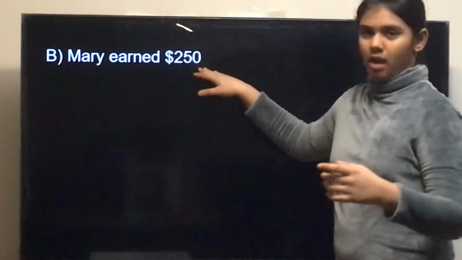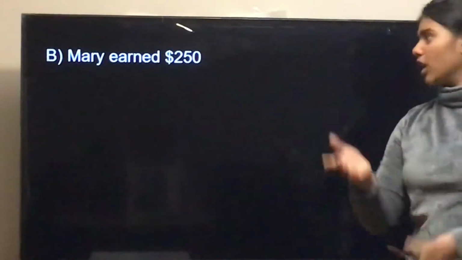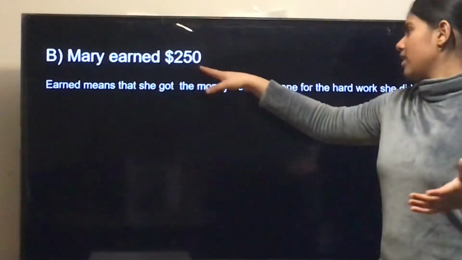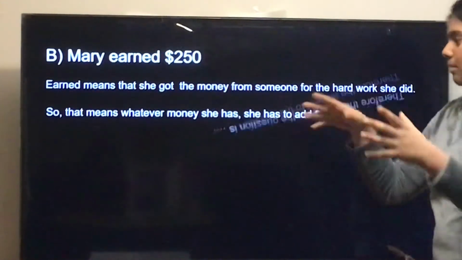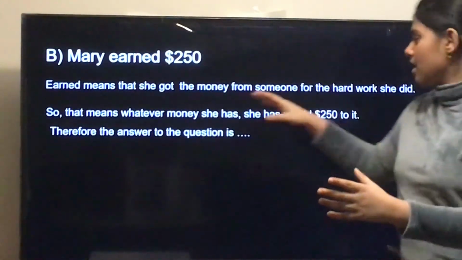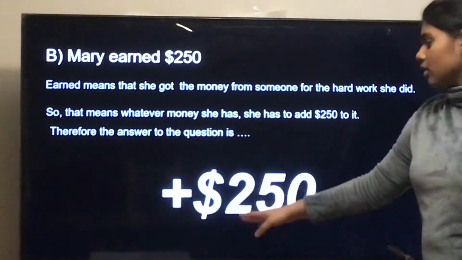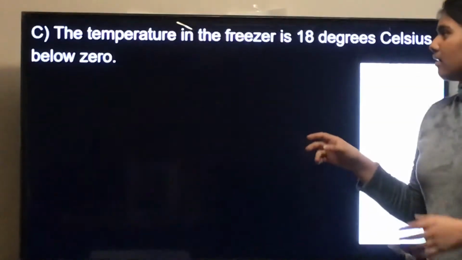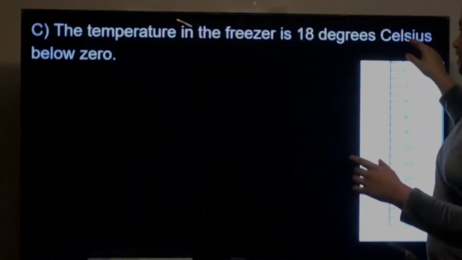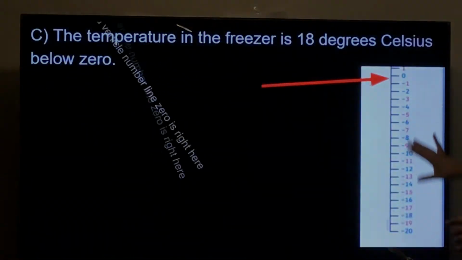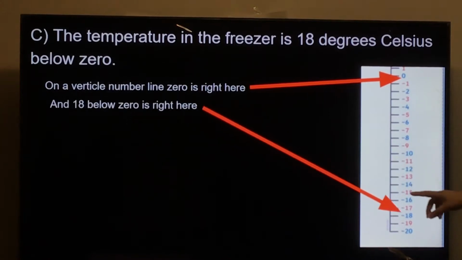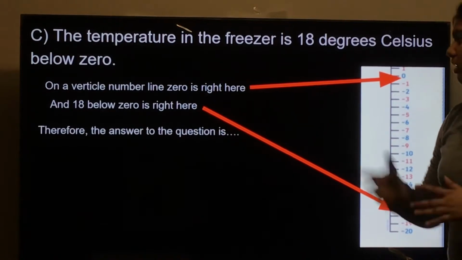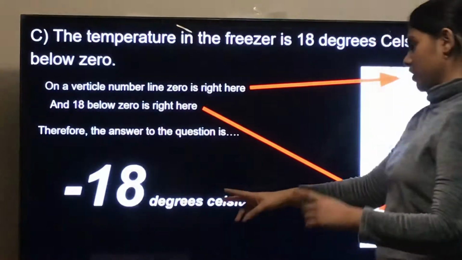Now the next one. Mary earned $250. So earned means she's working and she got a salary of $250. Now that's a lot less than what people get, but okay. Now she has $100, she adds $250 to it, and therefore the answer to the question is $250. Now the temperature in the freezer is 18 degrees Celsius below 0. Now we have a vertical number line, and 0 is right here. Now let's plot 18. 18 below 0 is negative 18 right here. So therefore the answer to the question is negative 18 degrees Celsius.